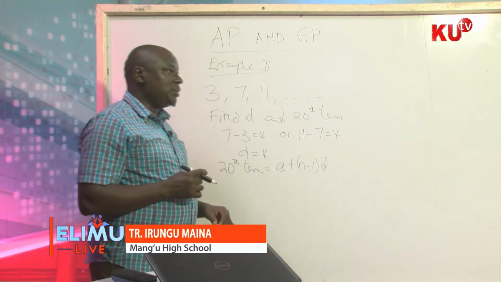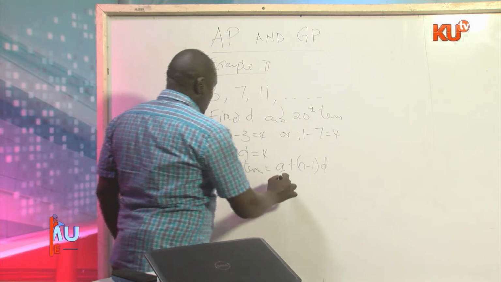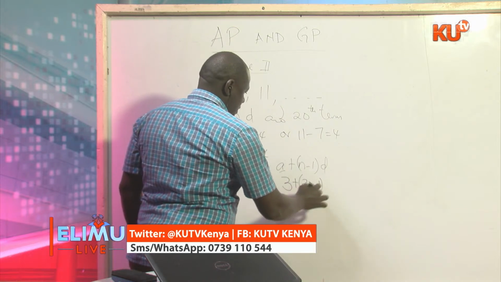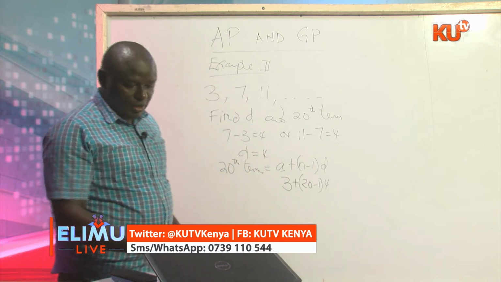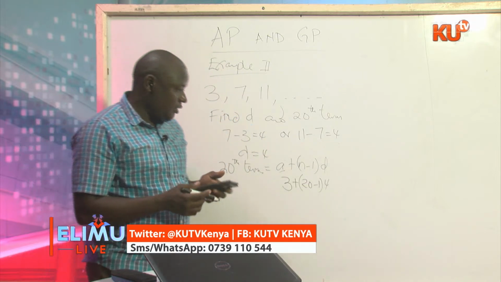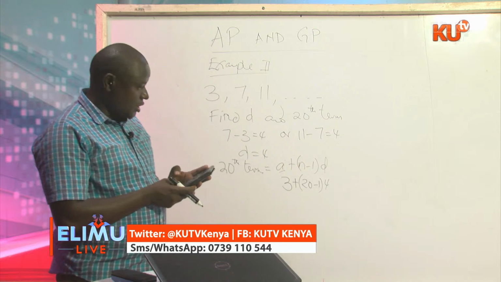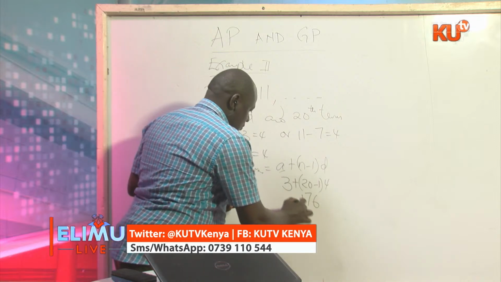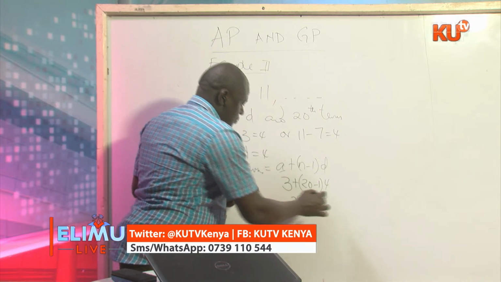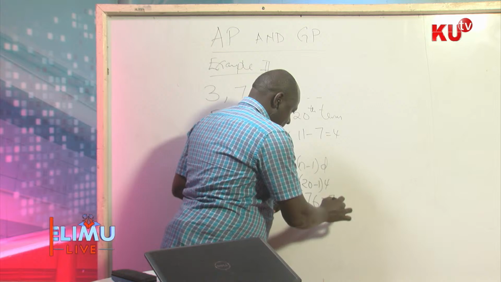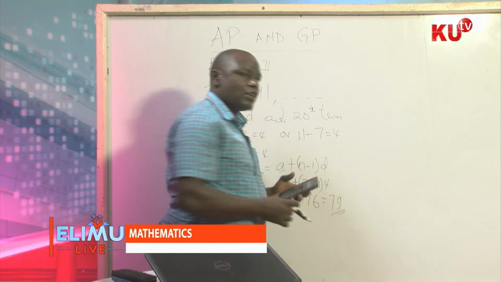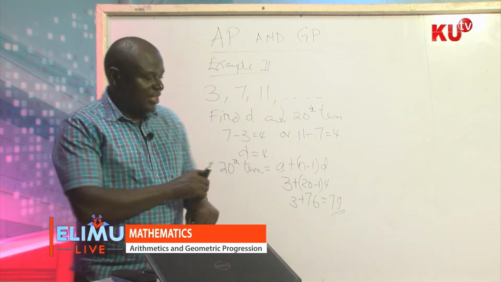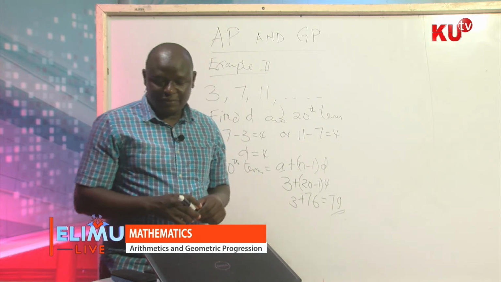So we just replace those values. We have 3 plus 20 minus 1 into bracket 4. Take your calculator. I have mine. I have 19 times 4. That is 76. You add 3 to get 79. So we can say confidently that our 20th term in this particular sequence is 79.